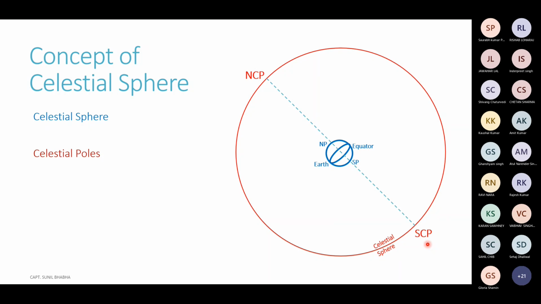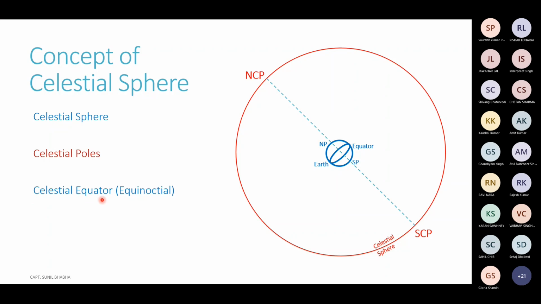Now, exactly the same as we have the equator on the surface of Earth, the equator is a great circle which is equidistant and exactly midway between both the poles, the North Pole and the South Pole. In an exactly same manner, a great circle on the celestial sphere exactly midway, or equidistant, from the North Celestial Pole and the South Celestial Pole is known as the celestial equator.